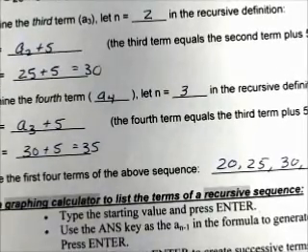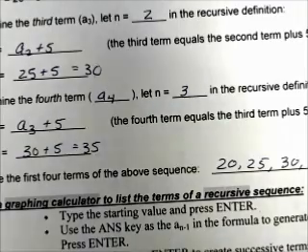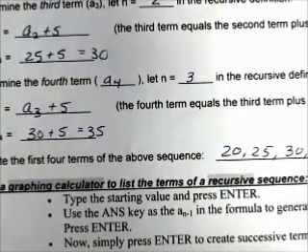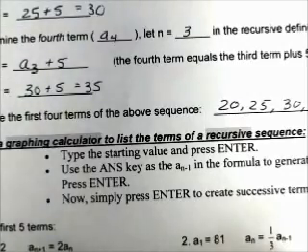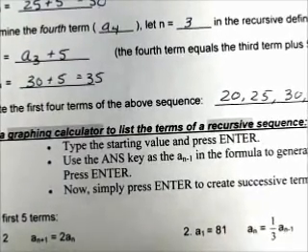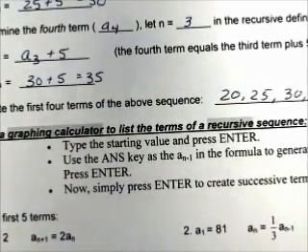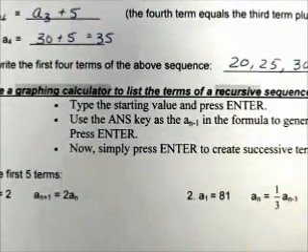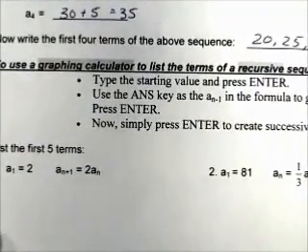To use a graphing calculator to list the terms of a recursive sequence, type the starting value and press enter. Use the answer key as the a sub n minus 1 in the formula to generate the sequence and press enter. Now simply press enter to create successive terms of the sequence. If you don't have a calculator with you at home, then we'll revisit this in class tomorrow.